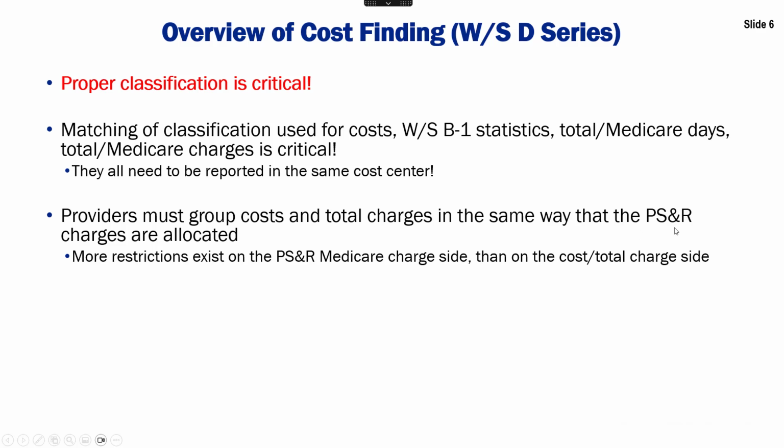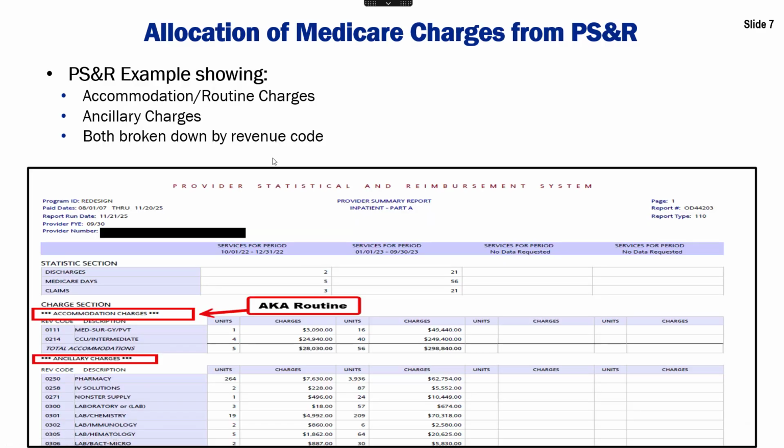But the PSNR charge, however that was classified on the PSNR, routine versus ancillary, that's what determines how everything else must be reported as well. We'll get back to that in a little bit. But here's a PSNR example just showing that. Again, you have the charge section. First you have your statistics, your Medicare days, that's important. But then you have the charge section, which is really what we're talking about today.